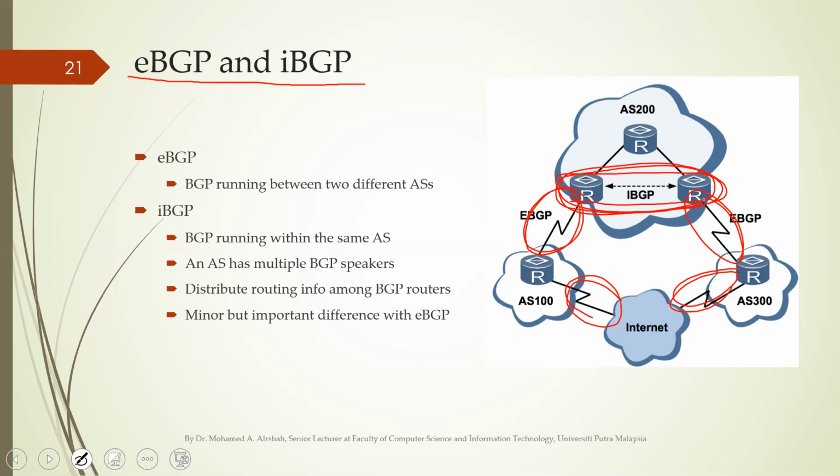An autonomous system may have multiple BGP speakers. So if we have one autonomous system that has multiple BGP speakers, they have to implement iBGP. It distributes routing information among BGP routers. So in this case, this router is going to be used to exchange data with these two routers, for example, inside the same autonomous system.